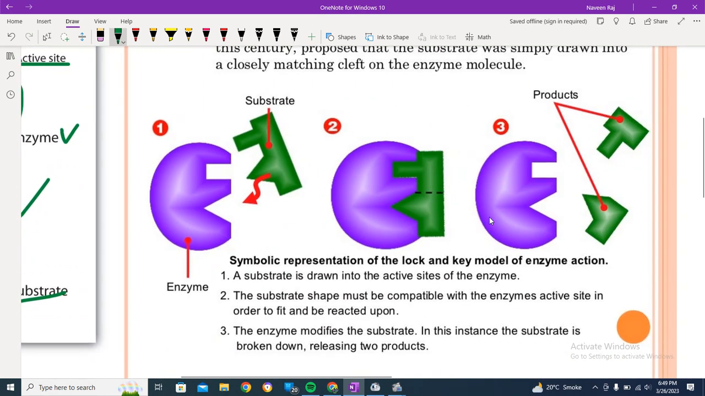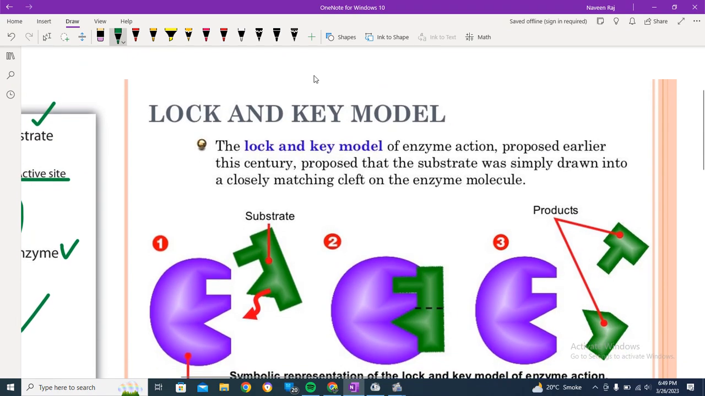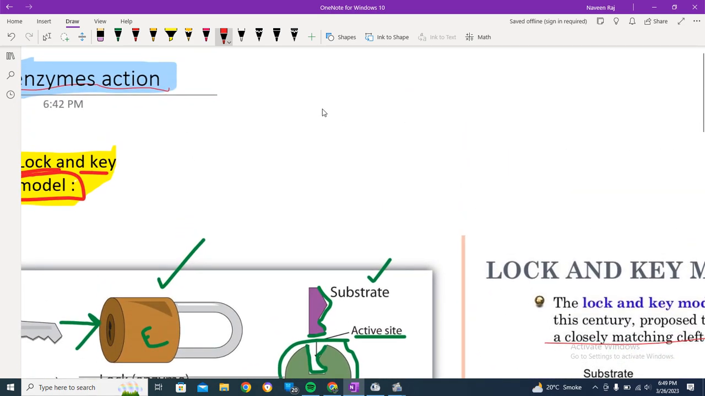Yes, let's move forward. Lock and key model. The lock and key model of enzyme action was proposed earlier this century. The substrate was simply drawn into a closely matching cleft on the enzyme molecule. Now, what does this statement mean? Suppose I have an enzyme with this structure, and here is the active site, and I am finding some substrate to fit in.